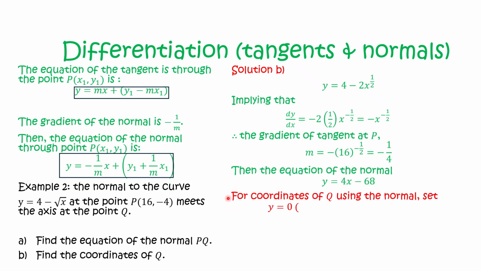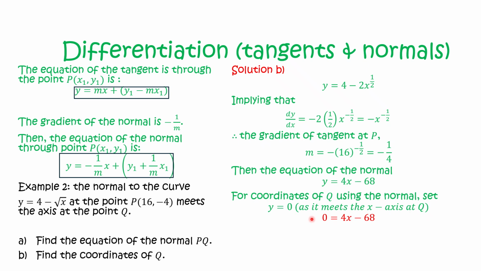Moving on to part B. For the coordinates of Q, we are going to use the equation of the normal. We set y to be equal to 0, as this is the point where the normal meets the x-axis. So at the x-axis, we know that y is equal to 0, and that is the point Q.